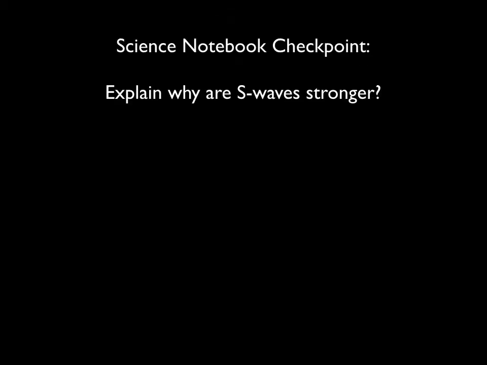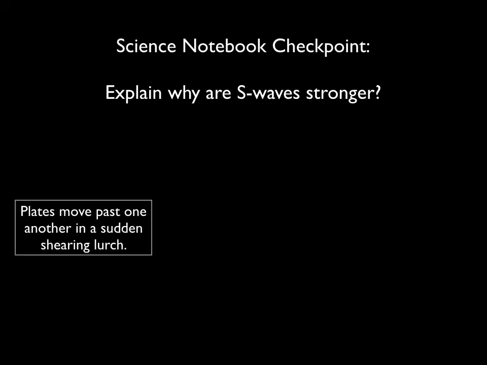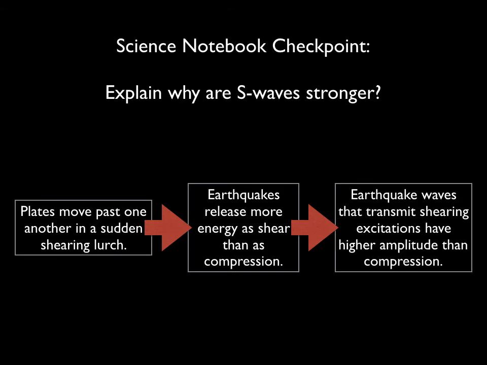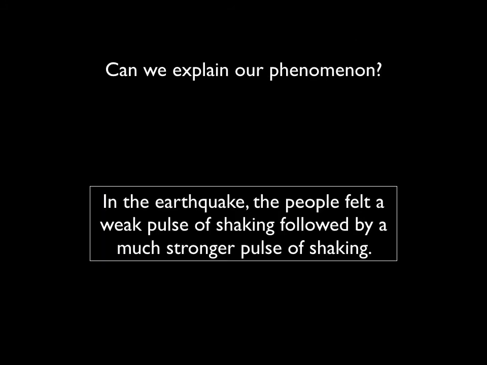With just that single piece of information about the way plates are sliding past one another, our students now should be able to explain why our second S-wave pulse is stronger. Their explanation might include things like plates move past one another in a sudden shearing lurch, which means that earthquakes release more energy as shear than as compression, which means that earthquake waves that transmit shearing excitations have higher amplitude than compression. And those waves that move by shearing excitations, we call S waves. I think we can finally explain our phenomenon.